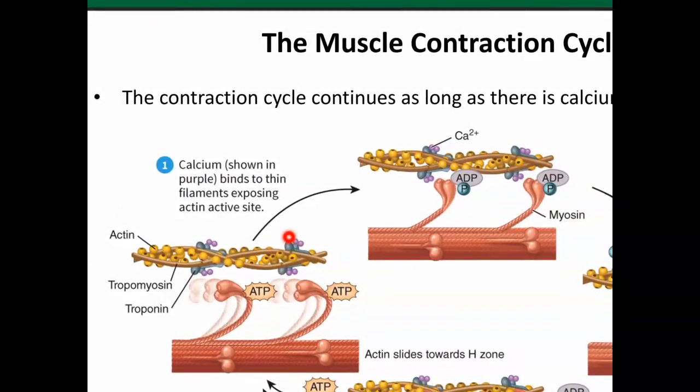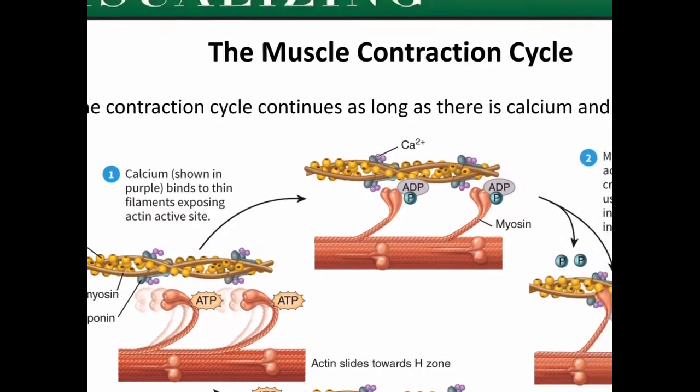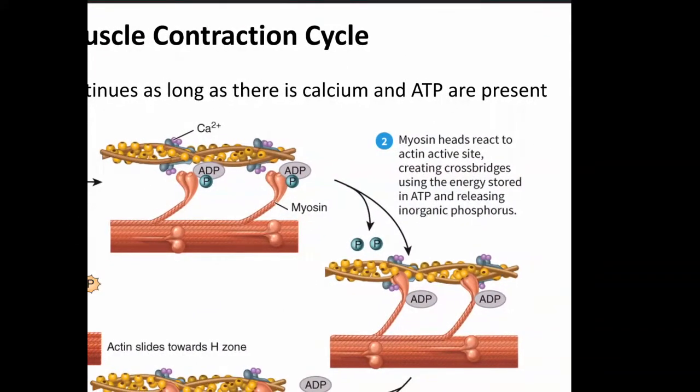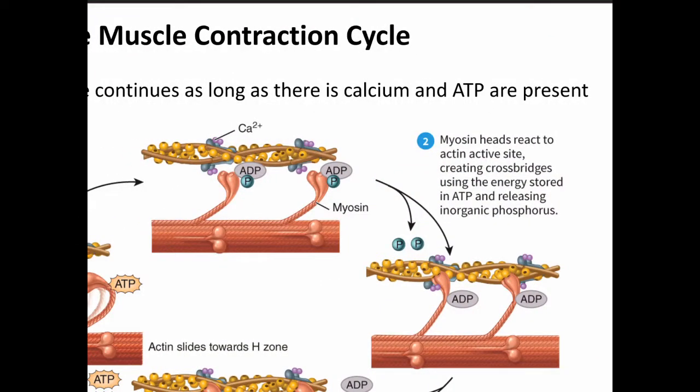It binds to the thin filaments, which exposes your actin active site. So, this is the calcium molecule. Once it is bound to your actin, this is your active site. At rest, this is your myosin. It contains ATP here. When the myosin heads react to an actin active site, it creates a cross bridge.